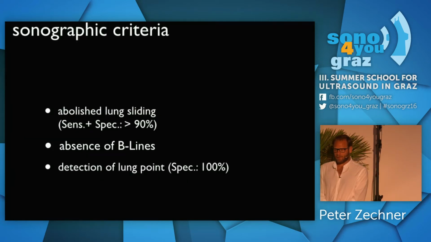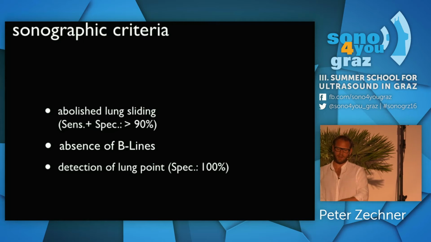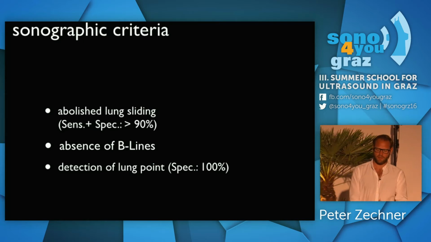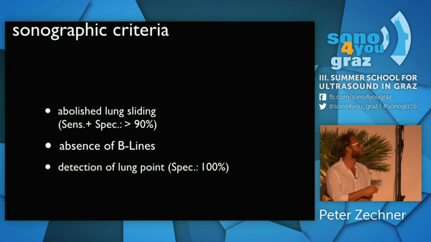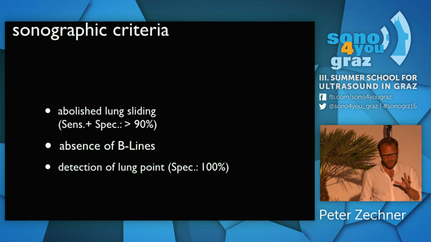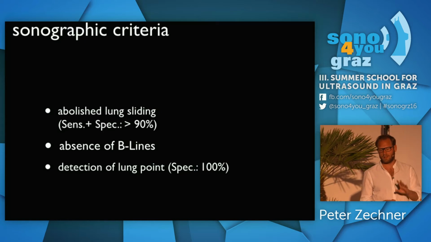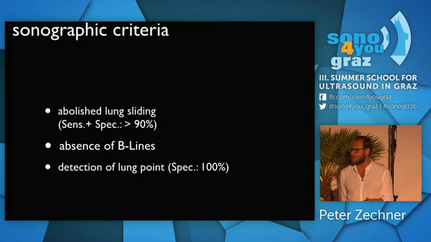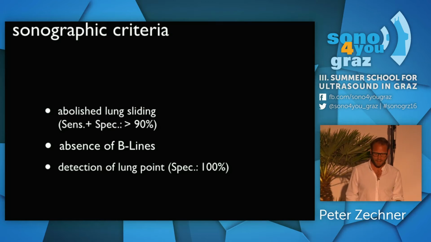Then we have to observe the typical sonographic findings of pneumothorax. The first finding is abolished lung sliding. In a patient with pneumothorax, in the region we scan, we cannot find lung sliding. Lung sliding always excludes the presence of pneumothorax in this area that I scan, okay? So if I see lung sliding, pneumothorax is ruled out in this position.